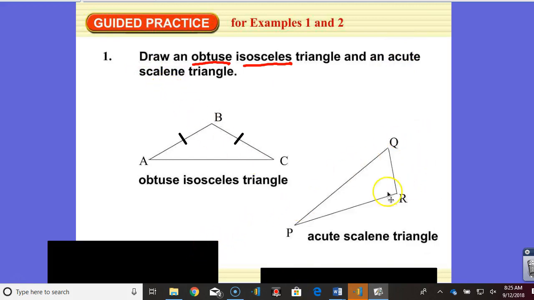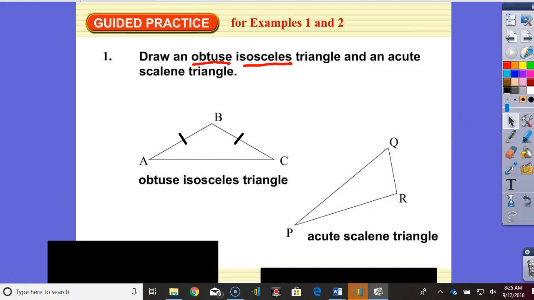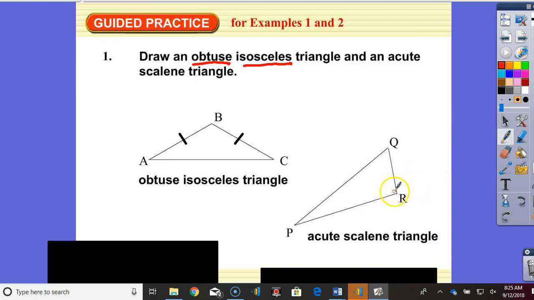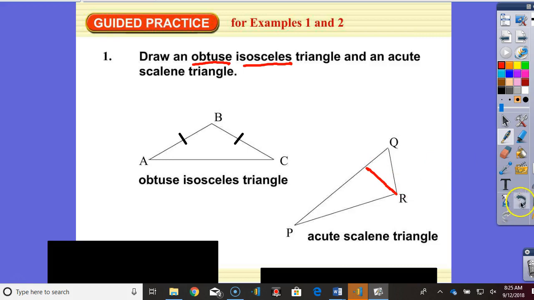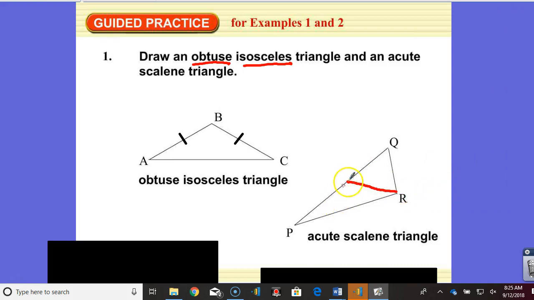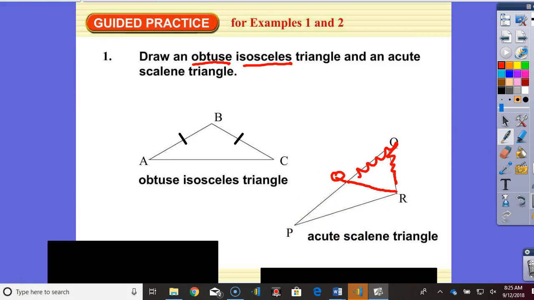So don't mark any of the sides as being equal to each other. They should all be different lengths. This doesn't look that acute to me. This kind of looks obtuse. They did not do a great drawing, but that's your textbook publishers. How I would have done it is more like, that looks kind of like a right angle. Maybe like that, right? So all different sides, clearly obtuse. I would have put my Q here, right? Acute, acute, acute, all different sides, and done something along those lines.